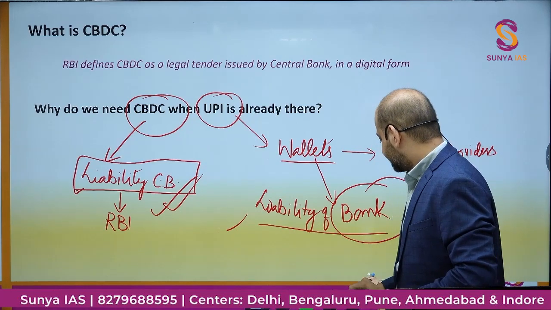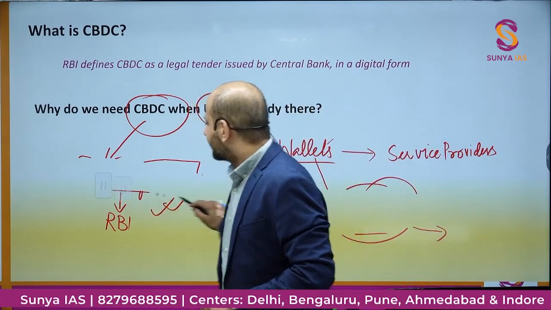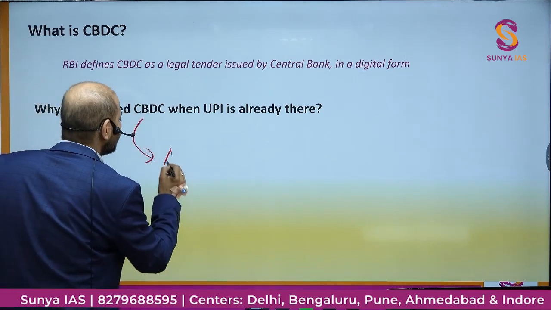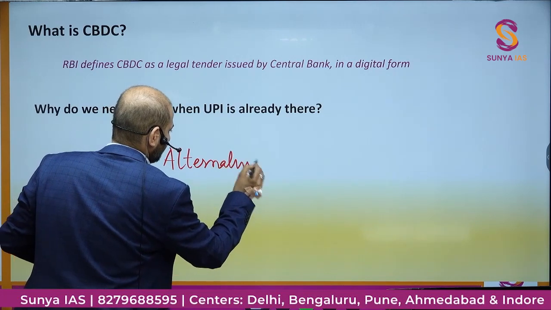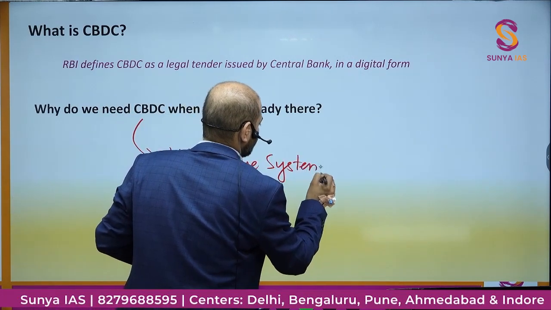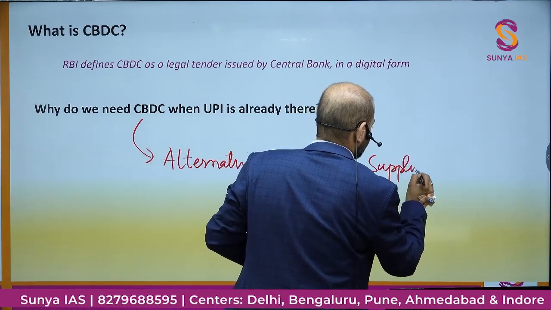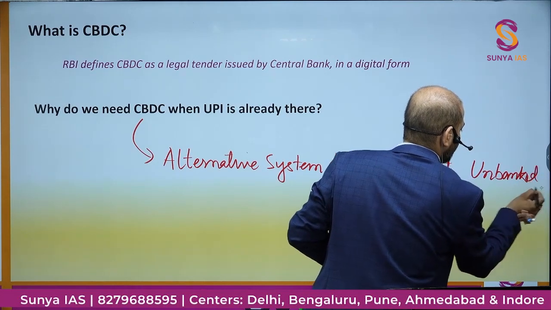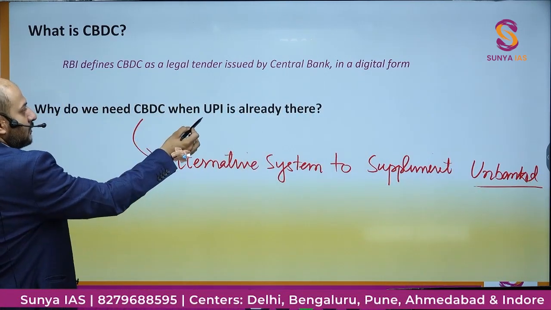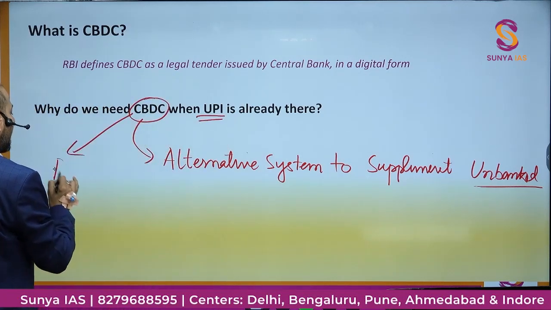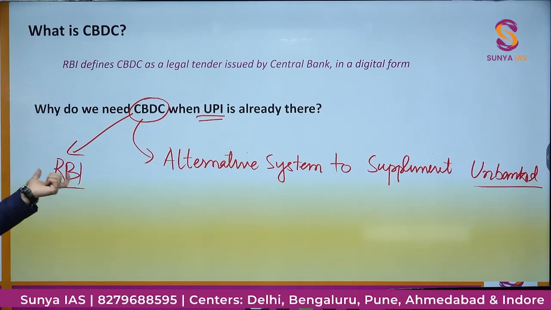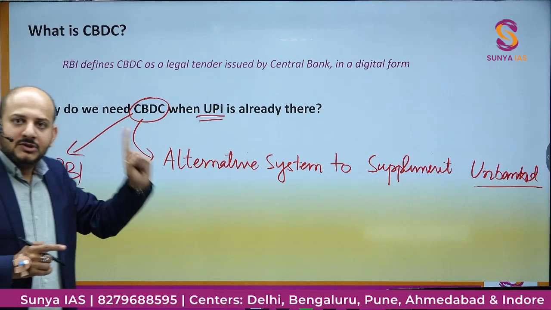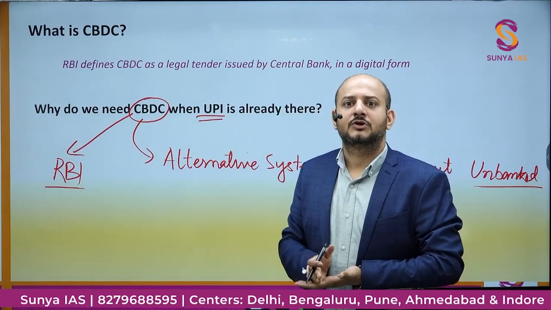Understand here that in no case is the central bank going to replace the banks; rather, it is an alternative system to supplement the unbanked population. Because for UPI, you need a bank account. In CBDC, you are directly dealing with the RBI. No relation with a bank is required. Hence, it will lead to more financial inclusion, for those people who do not have bank accounts. Getting the point?